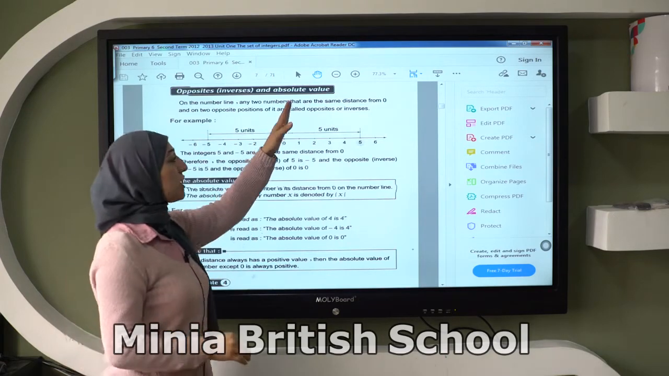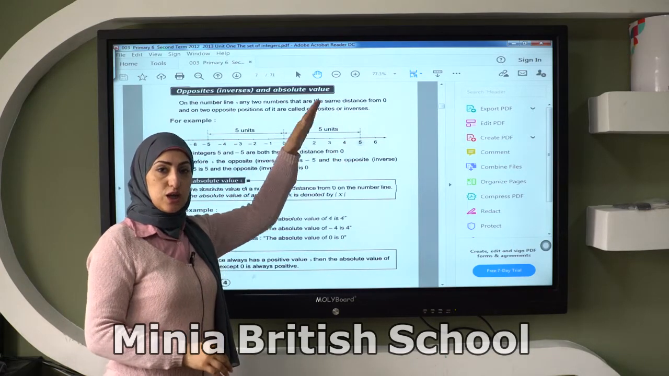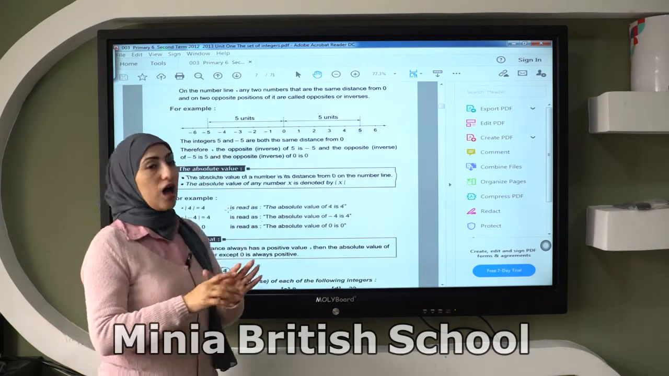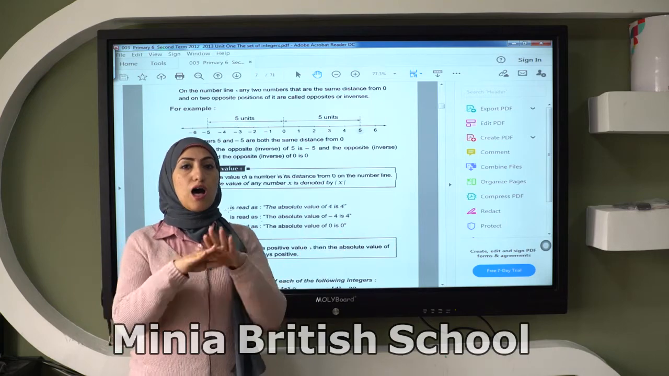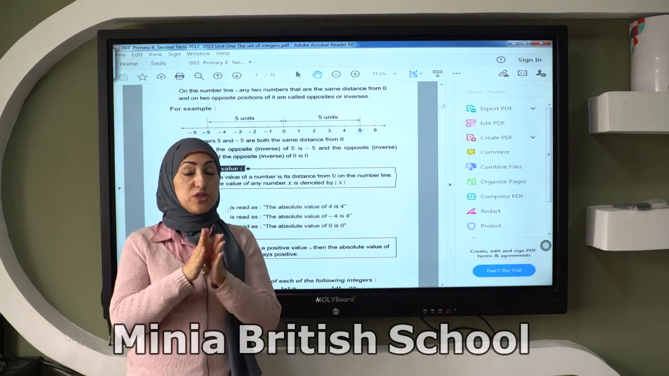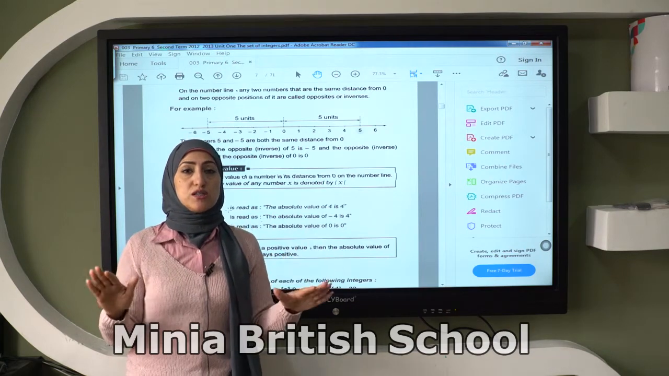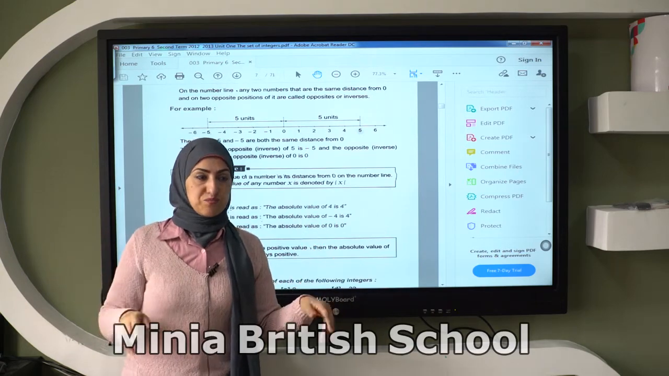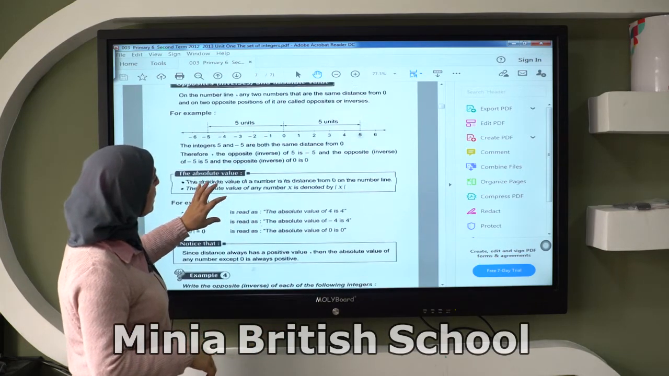Yes, it's like the positive, okay? So because I calculate the distance, I don't put the sign, the negative sign. I don't put the negative sign, never, when I calculate distance.